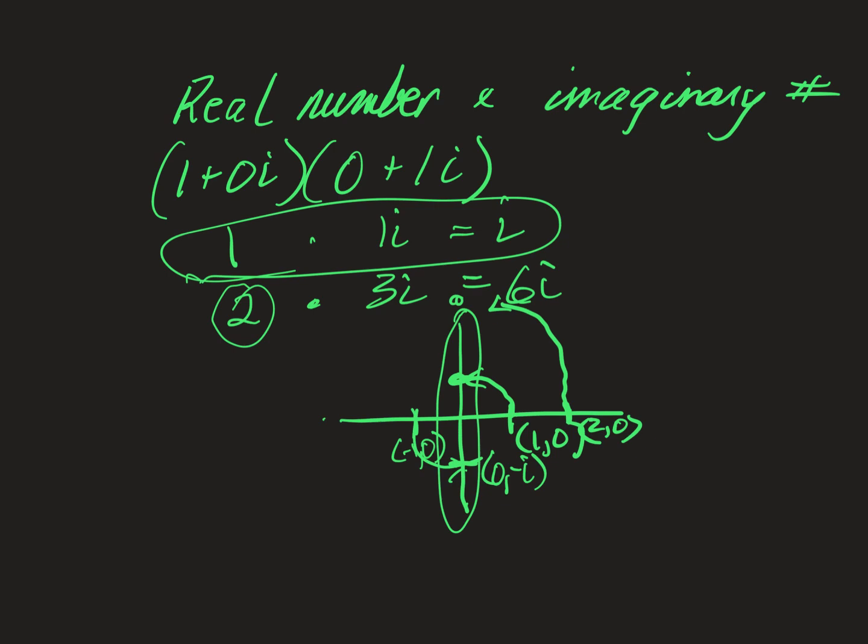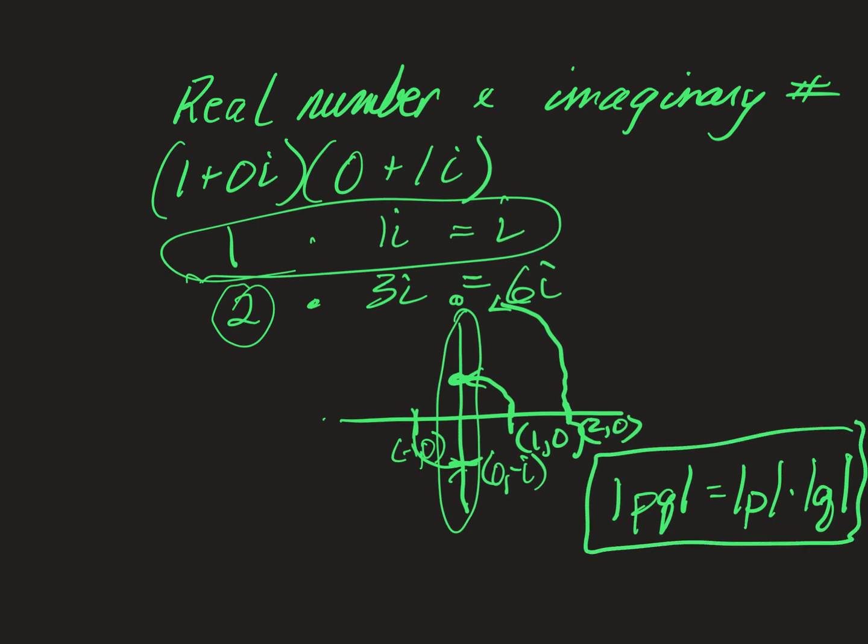And I'll leave it up to you to go ahead and check, does our property still hold for this example? I don't want to necessarily show you all of these, but if you take 1 times i, you get i. So the modulus of i is the square root of 0 plus 1 squared, which is 1. And the modulus of P is 1, and the modulus of Q is also 1. So 1 times 1 is equal to 1. So the property holds for our original example. Okay?